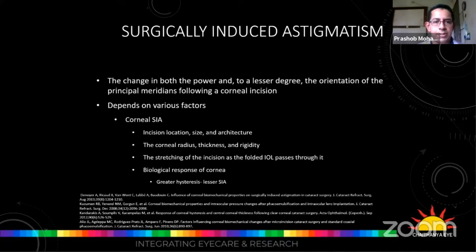Surgically induced astigmatism was a big thing in the past. This refers to the change in both power and, to a lesser degree, orientation of the principal meridians following a corneal incision, and depends on various factors such as incision location, size, architecture, corneal radius, thickness, rigidity, stretching of the incision as the folded IOL passes through it, and the biological response of the cornea. The greater the hysteresis of the cornea, the lesser will be the surgically induced astigmatism.